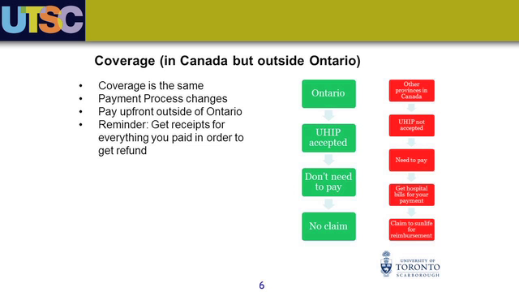And coverage in Canada but outside of Ontario. The coverage is the same, but the payment process changes. What I mean by that is you have to pay upfront when you're receiving medical services outside of the province of Ontario. But of course, you can get the money back later by submitting a claim form. With that claim form, you also need to submit your original receipt and hospital bill. So don't forget to get the receipt when you're receiving services outside of Ontario.